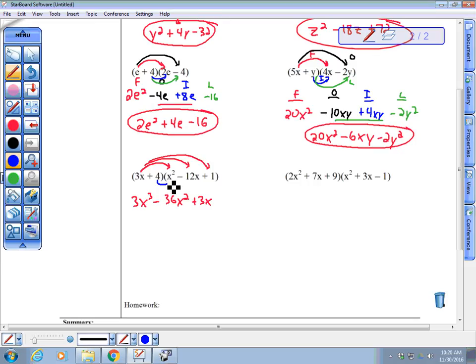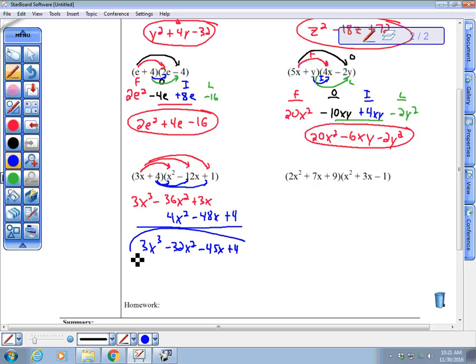Then I'm going to take the 4 and multiply that throughout. And so you're going to get 4 times x squared. Now notice I'm putting it underneath the minus 36x squared. When it gets a little bit more complicated, it's nice to have it in column form to combine your like terms. 4 times a minus 12 is a minus 48x. And 4 times 1 is a plus 4. Anyways, on this one you're going to get 3x cubed, a minus 32x squared, a minus 45x, and a plus 4.